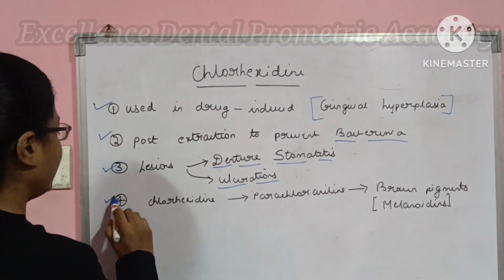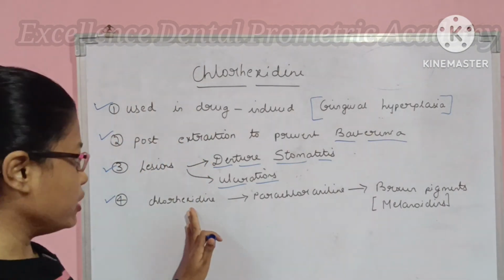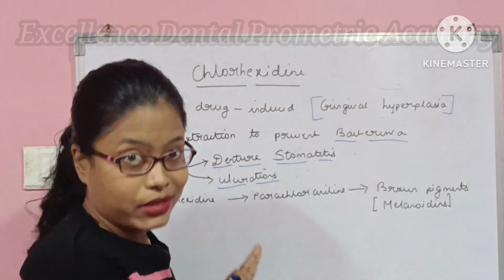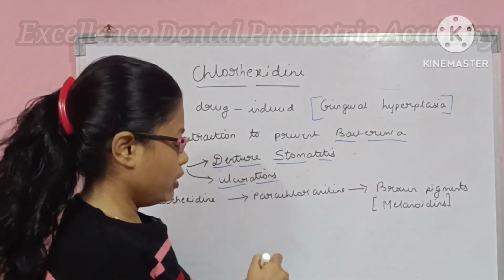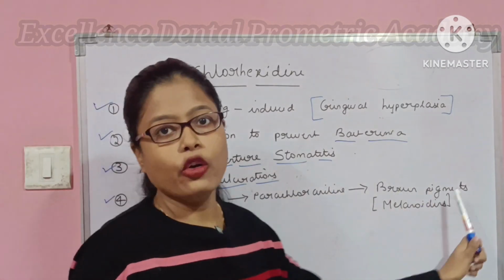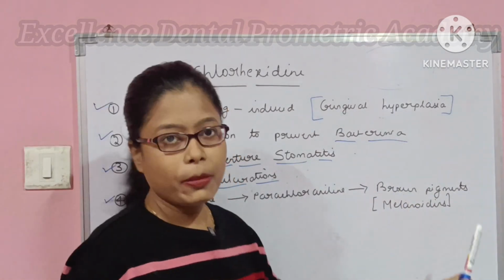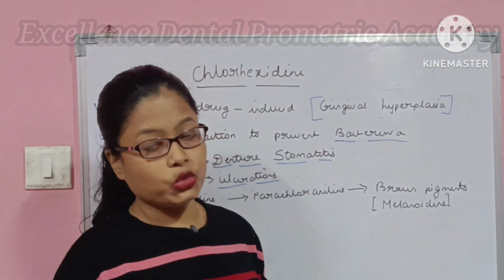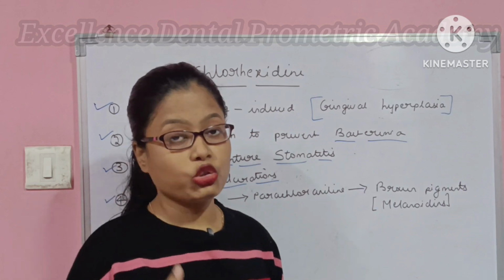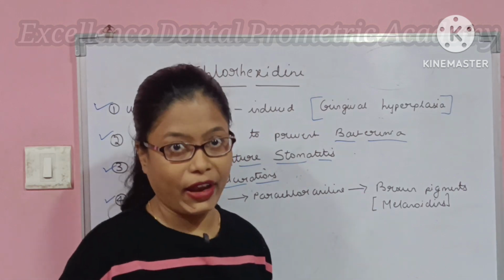The next point is when chlorhexidine breaks down or gets degraded into parachloraniline, it releases brown pigments, and these brown pigments are responsible for the brown staining of the tooth. That's why we always say that chlorhexidine should not be used for a prolonged duration of time, right?